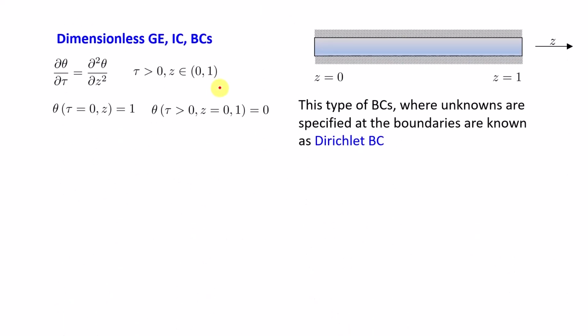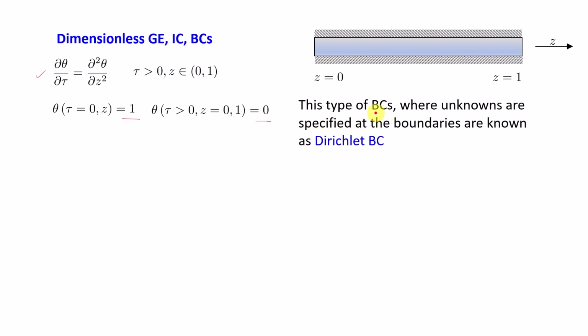So let us recall the governing equation, initial condition and boundary condition of our problem. Our problem is in dimensionless form. It goes in the z direction between 0 and 1. The equation is del theta del tau equals del 2 theta del z2. The initial condition is theta equals 1. The boundary condition on both boundaries is theta equals 0.